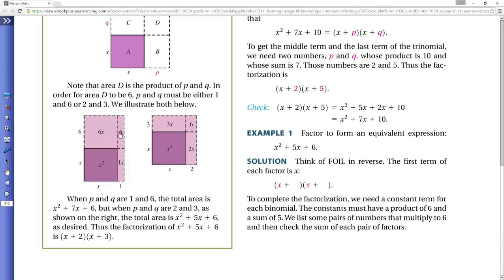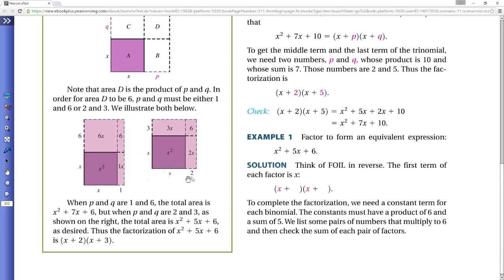Well, that works for the 6, right? That's the last term of my binomial right here is 6. But these two I can add together, these two areas, because they're like terms, right? So I end up with x squared plus 7x plus 6. Doesn't get me back to the original. So when I try this again, these binomials, and I try the factors 2 and 3, I get x squared, here's my 6, right, my constant, and I get 3x plus 2x.